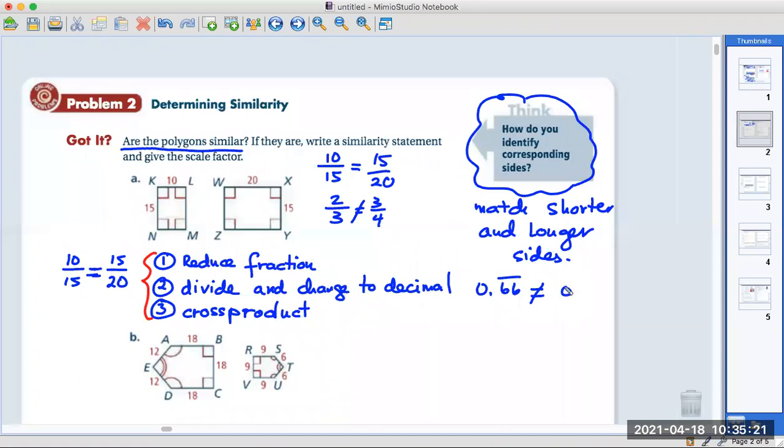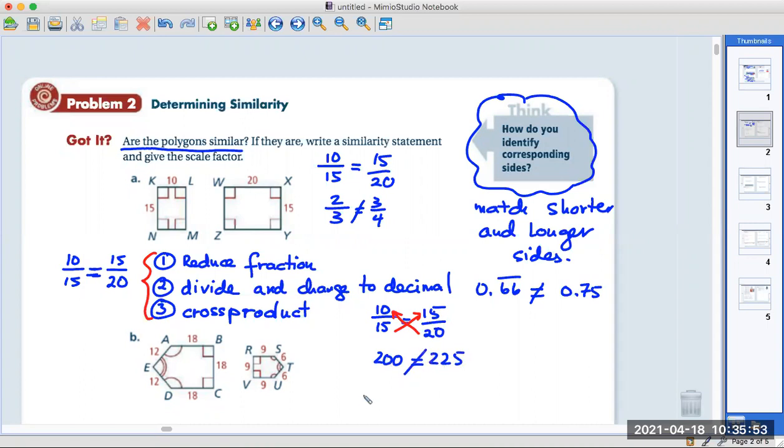0.75. So that doesn't match either. So they're not similar. Cross product is when you do 10 over 15 equals, I'm just rewriting it. The cross product means you multiply across. 10 times 20 is 200. 15 times 15 is 225.